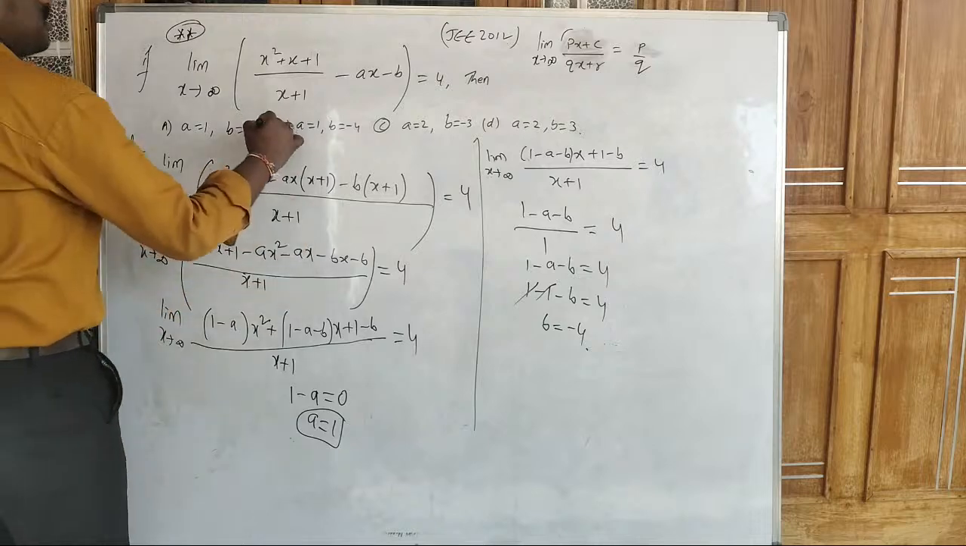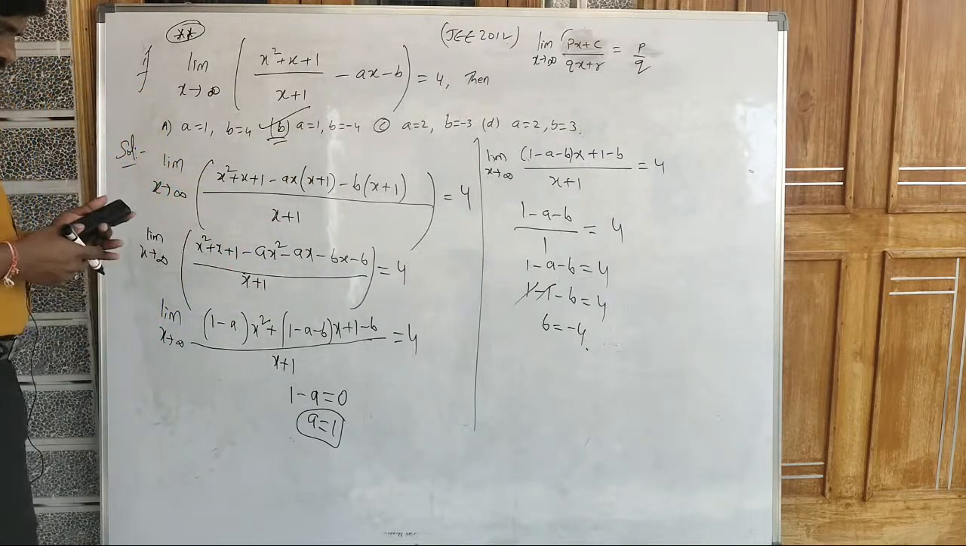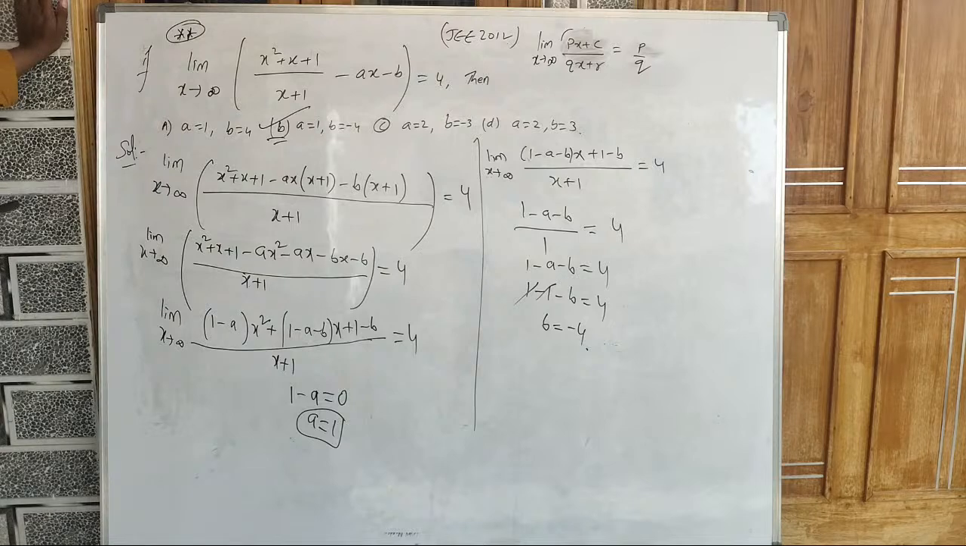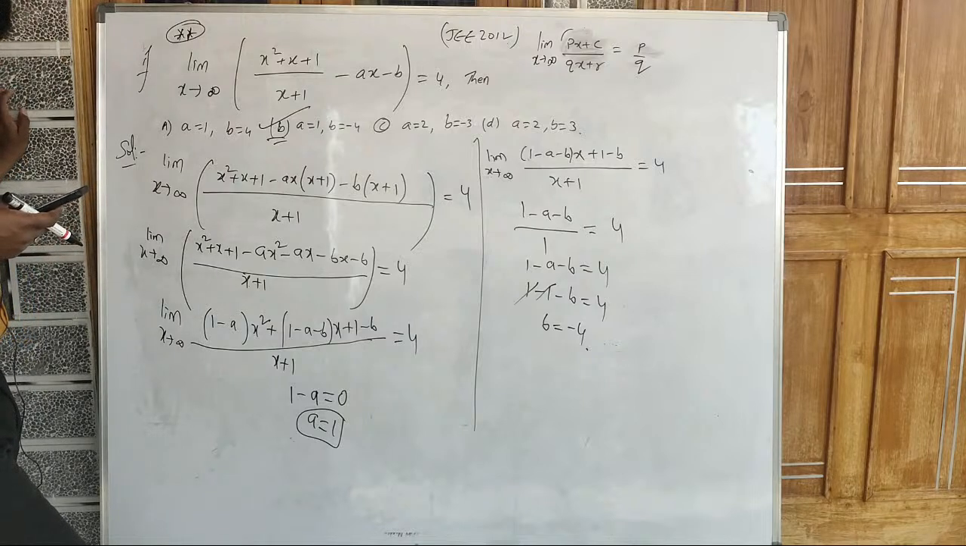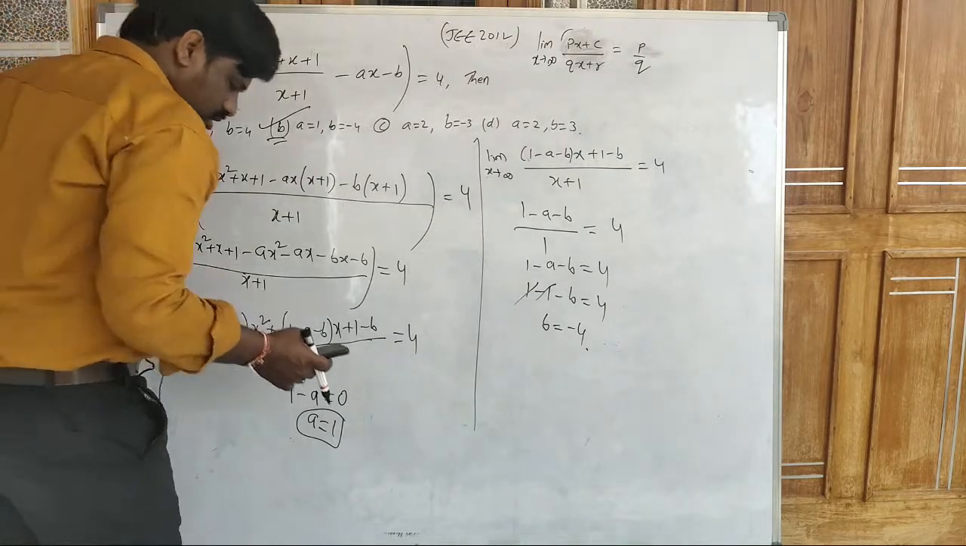A is equal to 1, b is equal to minus 4. Option B is the right answer. Yes, Purva correct. Prathamesh correct. Vignesh understood. Option B correct. Karuna Sri, yeah, correct. Yeah, understood everyone. Let's go for the next question.